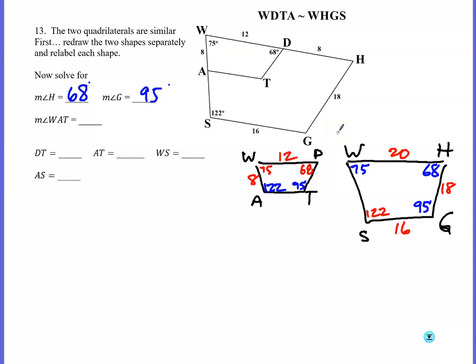And remember, I can call these guys H and G because there's only one angle there. When I go in to talk about other angles, like this guy, I want WAT. WAT is that angle, so I have to use 3 letters, because if I just say A, I don't know if I mean that A or that A. But WAT was 122.